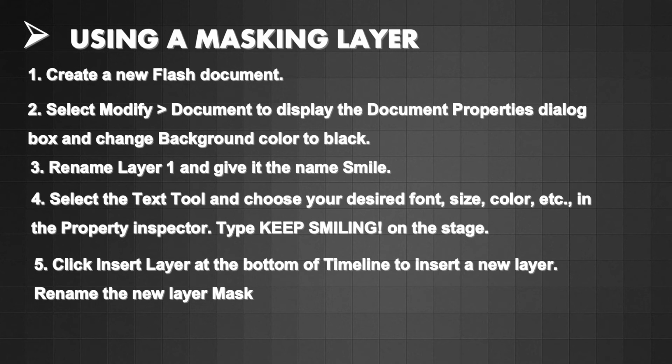To create a new Flash document, select Modify, Document to display the Document Properties dialog box and change the background color to black. Select the layer and give it a name. Select the text tool and choose your desired font, size, color, etc. in the property inspector. Click Insert Layer at the bottom of the timeline to insert a new layer and then rename it.